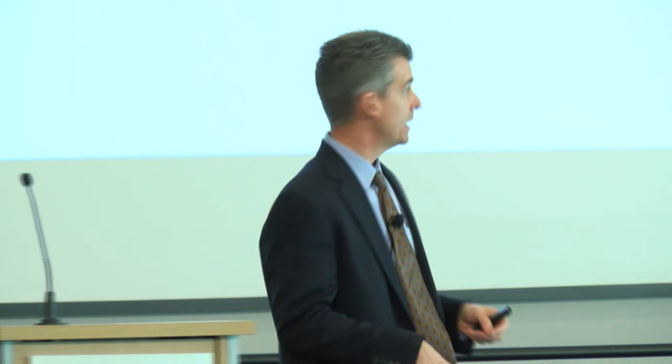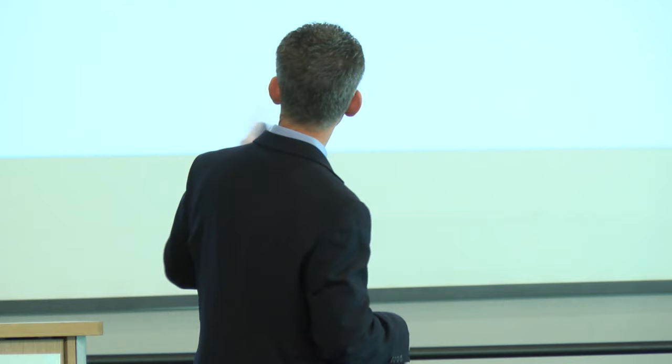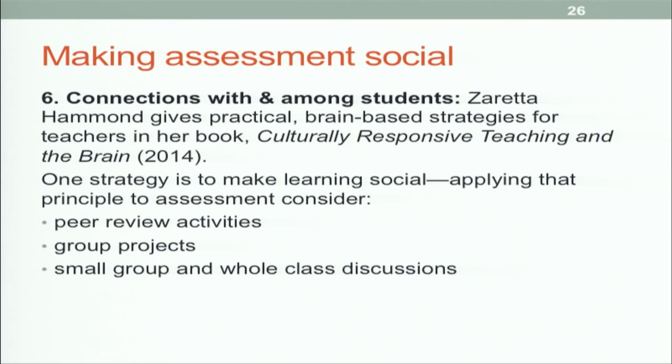Getting close. And then last but not least, showing connections among students and facilitating those connections. Zaretta Hammond has a fantastic book called Culturally Responsive Teaching, and I would encourage you to check it out. But she has some suggestions that help us create connections for students in an assessment context, whether it be peer review, which is something that many of us do already, but thinking about how we can emphasize that and let students know what's going on, why one of the reasons why we're creating these connections, but also group projects or even small group and whole class discussions, letting them know that one purpose of it is to create a more equitable process.